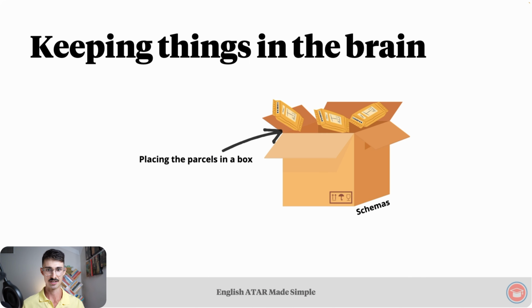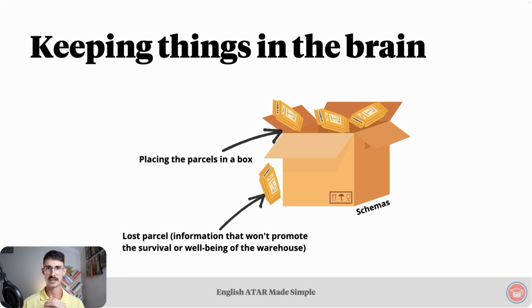As we can see here on the slide, we've got one box, one schema, and then we've got parcels going into the box. If a parcel isn't analyzed, sorted, and labeled, it will be lost. We can see that depicted on the slide here. We've got a parcel that's fallen away from the box, and it means that information, because remember, a parcel is a piece of information, is lost because it doesn't promote our survival or well-being. It doesn't promote the survival or well-being of the warehouse. I'll discuss more on that in a second.